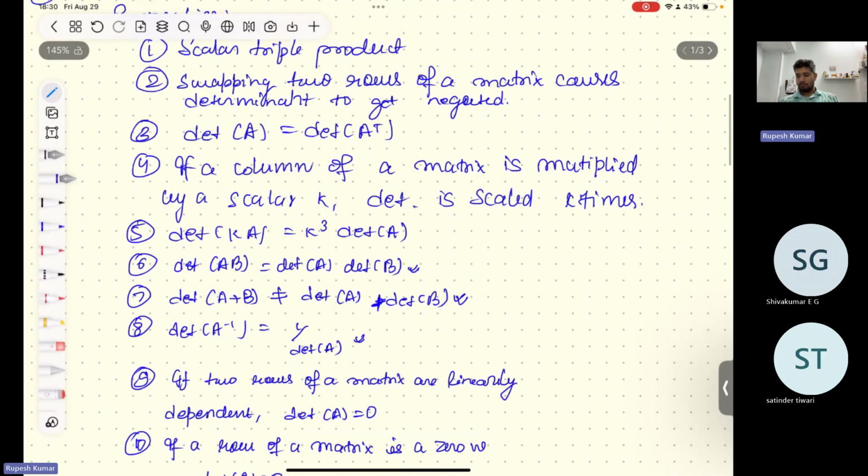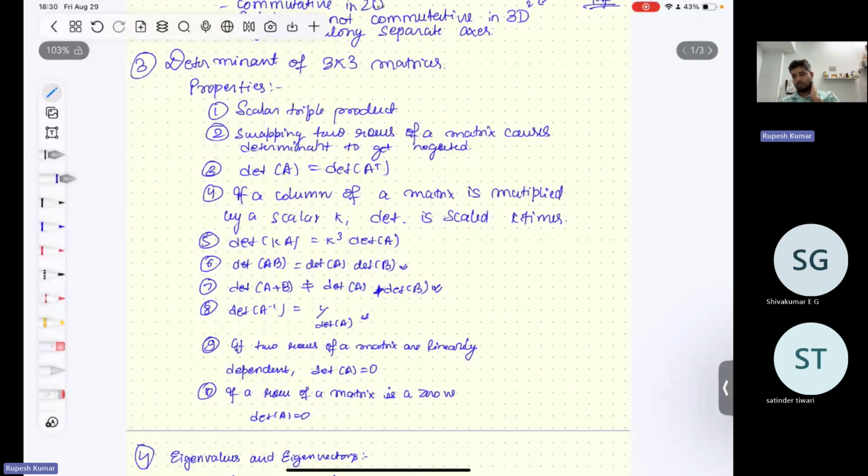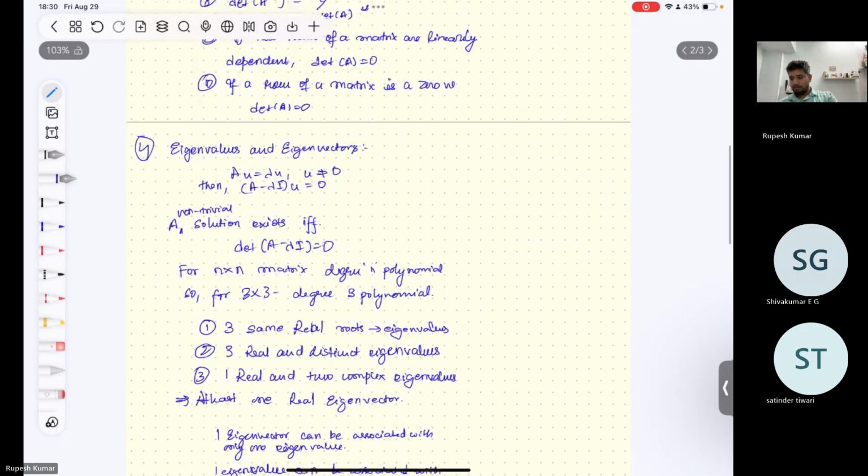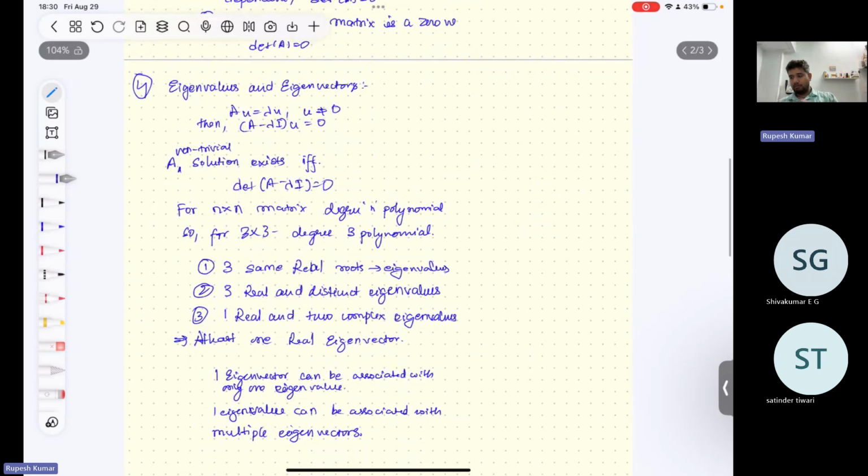So this was the determinant, a quantity defined over matrices, and we saw these properties. These properties can be extended to higher dimensional matrices also, but for our applications we will only focus on three-dimensional, 3 by 3 matrices. Then, what are eigenvalues and eigenvectors?